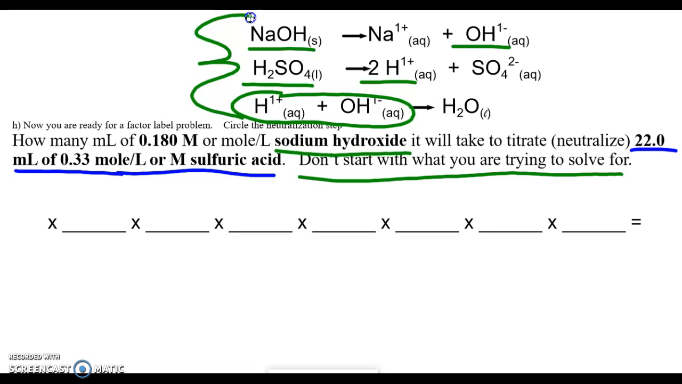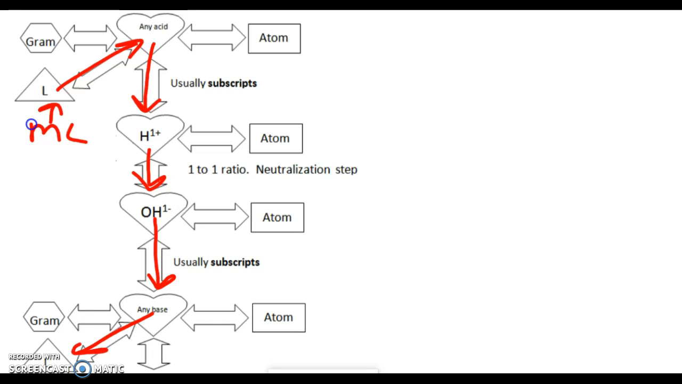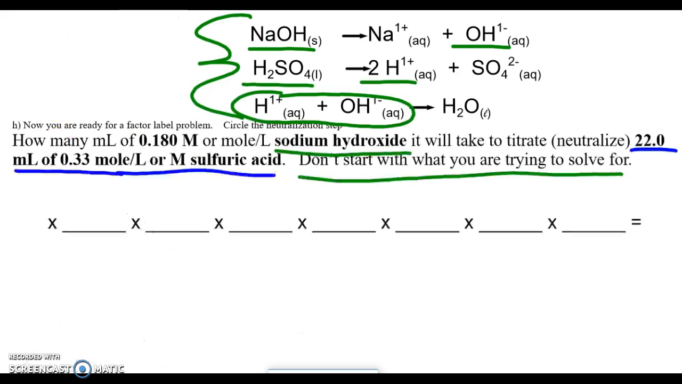So if we look back on our map, we are going to be starting with milliliters, which we'll then have to convert to liters, which then will convert to moles of acid, then to moles of hydrogen ion, then to moles of hydroxide ion, then to moles of base, then to liters of base, and then finally to milliliters of base. So this is a fairly long problem. Kind of watch this as we go through the steps.